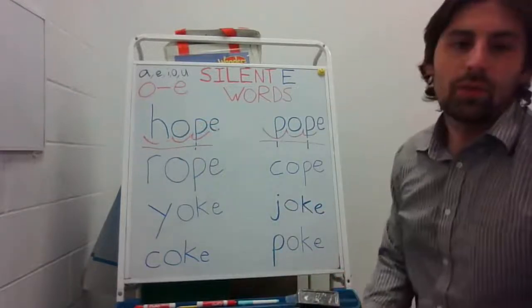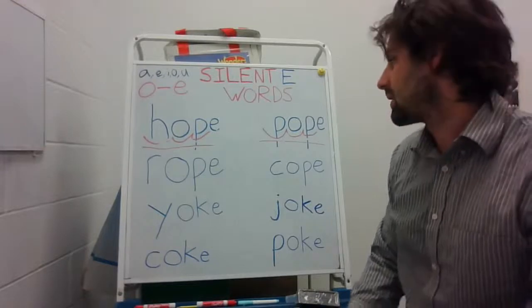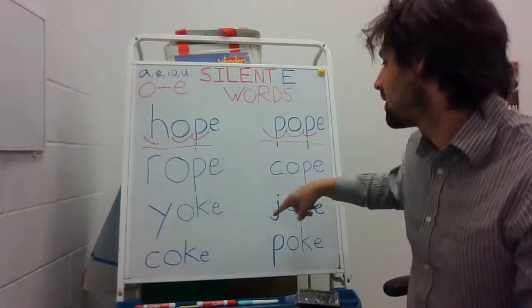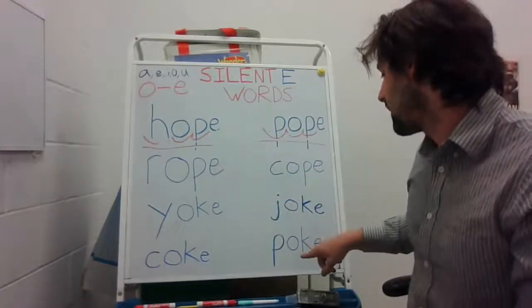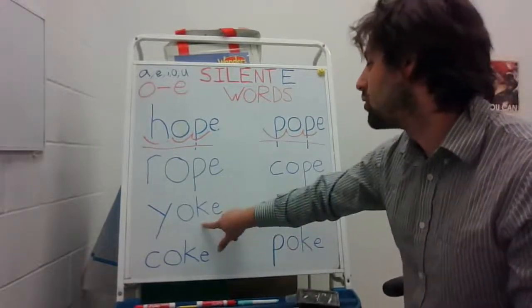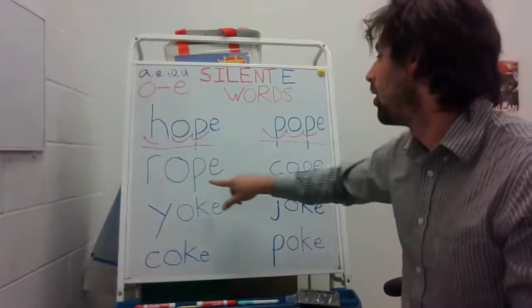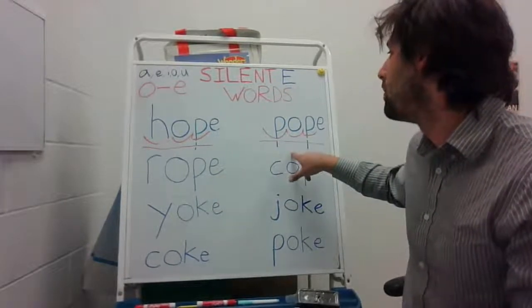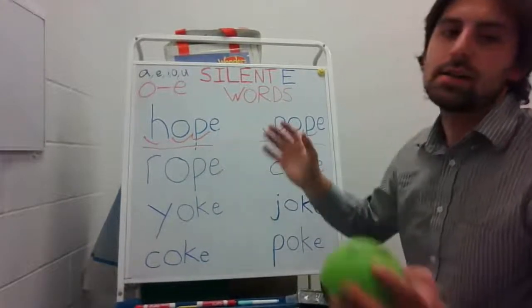All right, so I'm going to read the words one more time now going up the list. I read going down the list already. Now I'm going to read going up the list. Ready? Poke, coke, joke, yoke, cope, rope, pope, hope. All right.